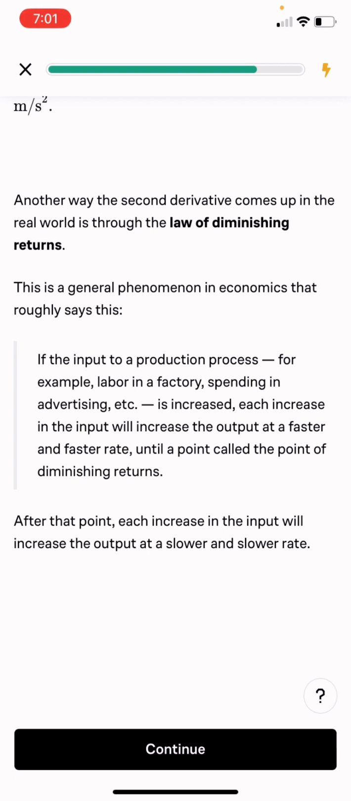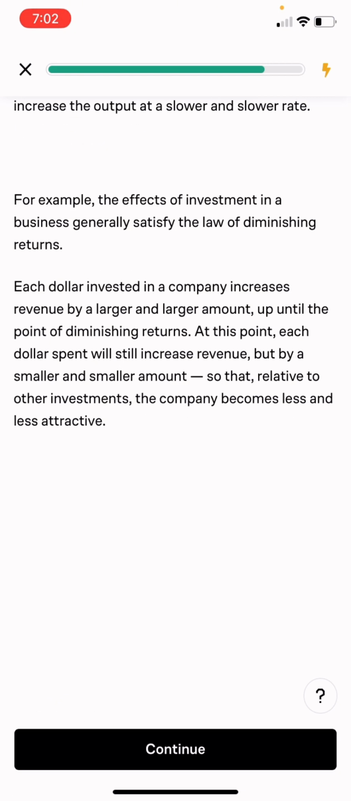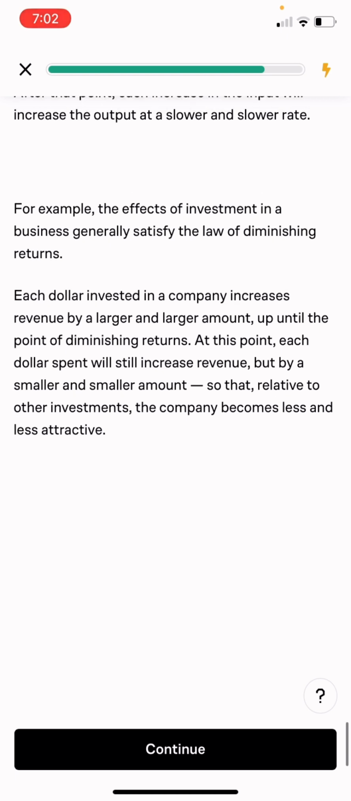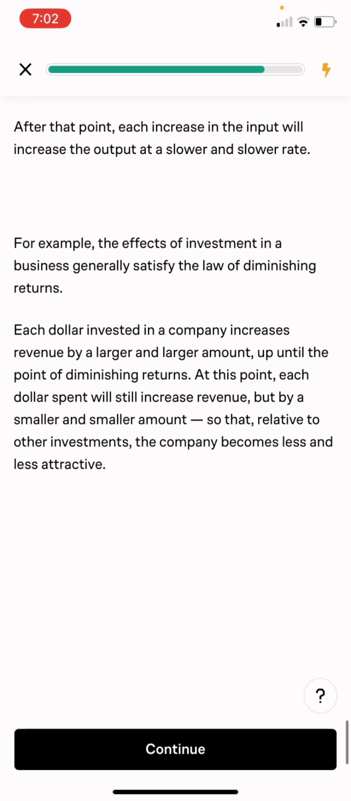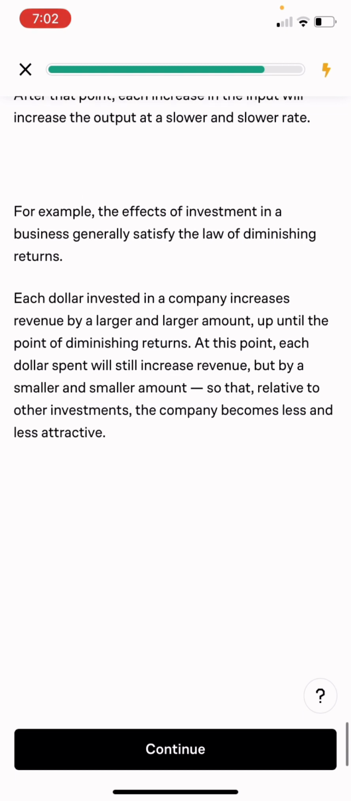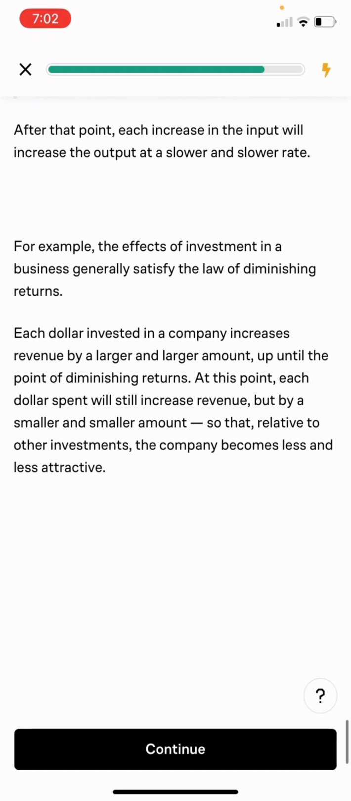Each dollar invested in a company increases revenue by a larger and larger amount up until the point of diminishing returns. At this point, each dollar spent will still increase revenue, but by a smaller and smaller amount, so that relative to other investments, the company becomes less and less attractive. Let R(x) be the function that represents company revenue as a function of capital invested. Based on the above discussion, what is a graph of R prime most likely to look like?